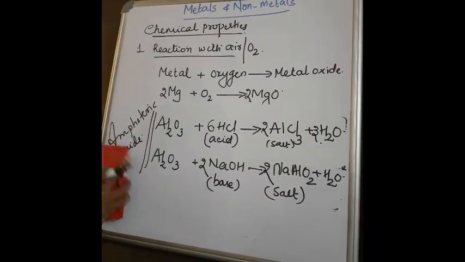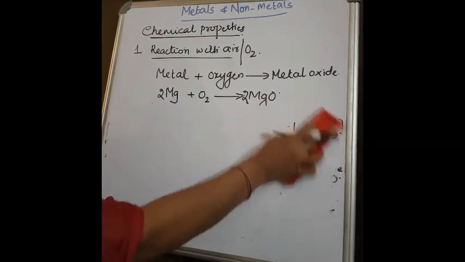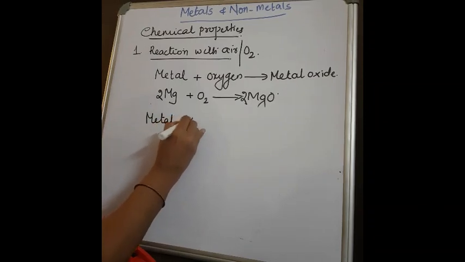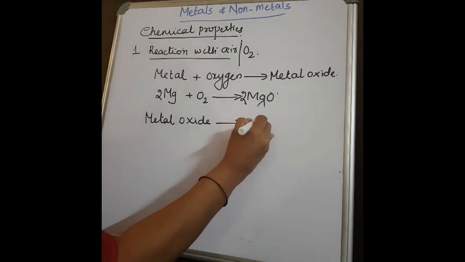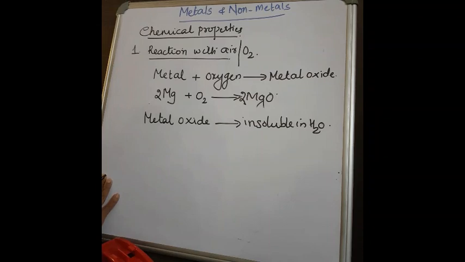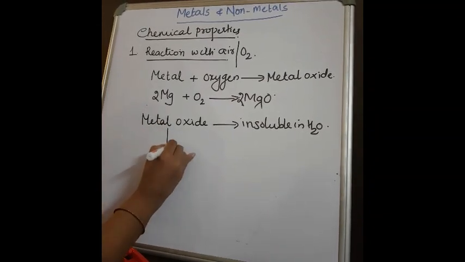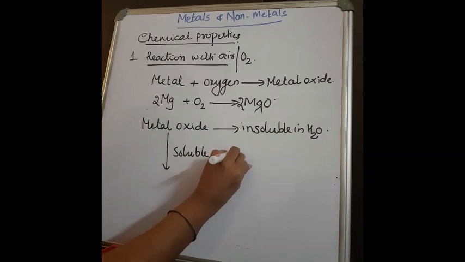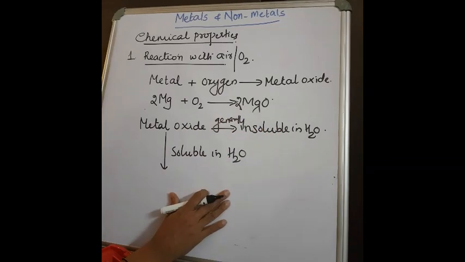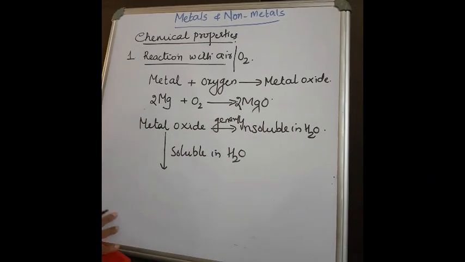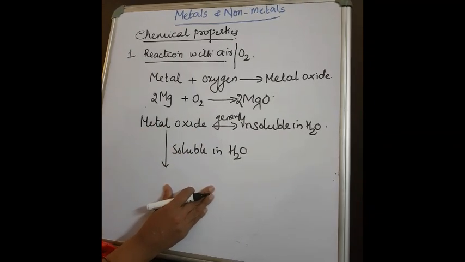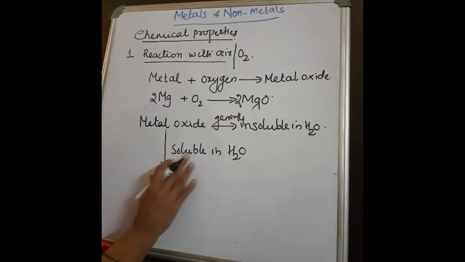Now, we will see something more about metallic oxides. Normally these metal oxides are insoluble in water. But some metal oxides are soluble in water. Listen carefully, this is the general case. Generally, metal oxides are insoluble in water, but some metal oxides are soluble in water. Such metal oxides react with water to form the corresponding hydroxides, which you call alkalis.